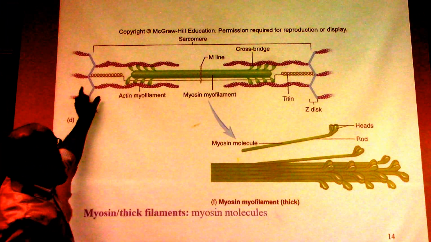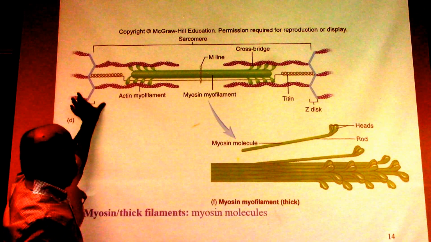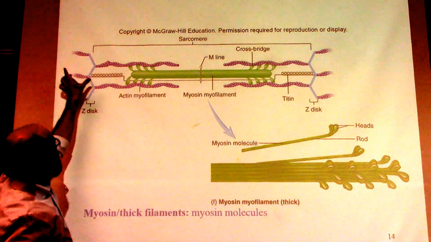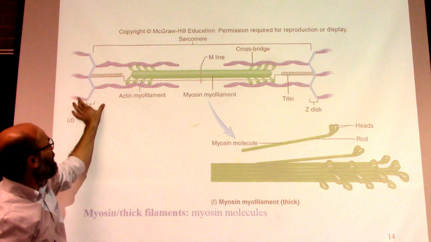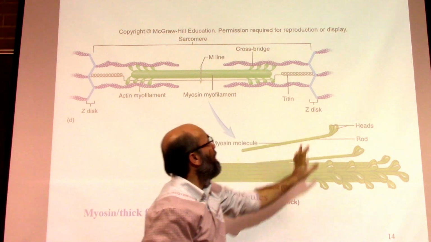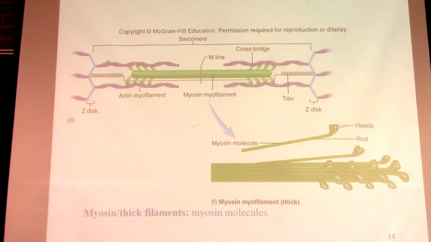This area pretty much stays open and does not become stained with the dyes because there is no overlap with the myosin protein here in this area or this area, and they stay pretty lightly colored.